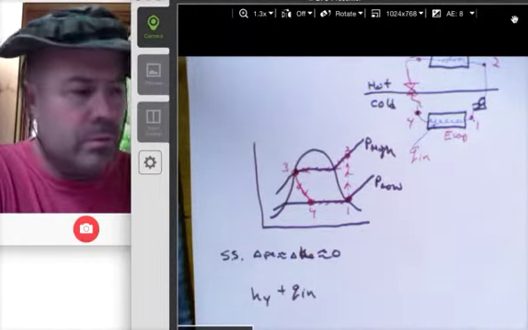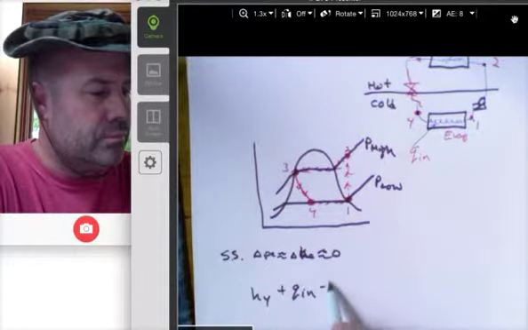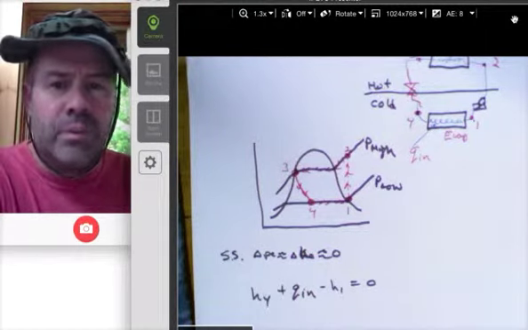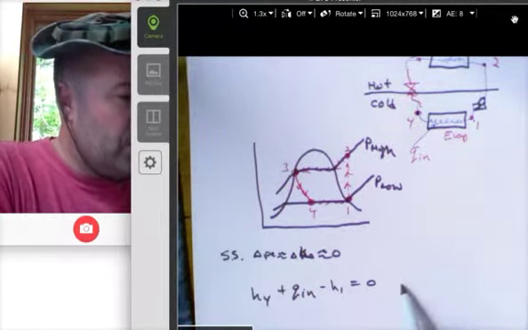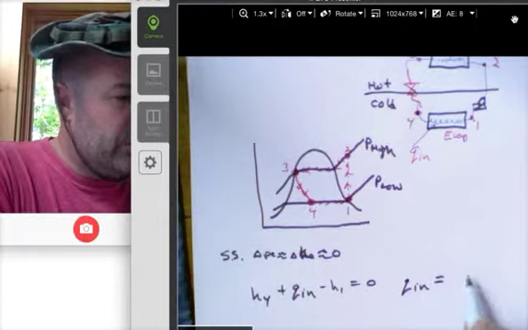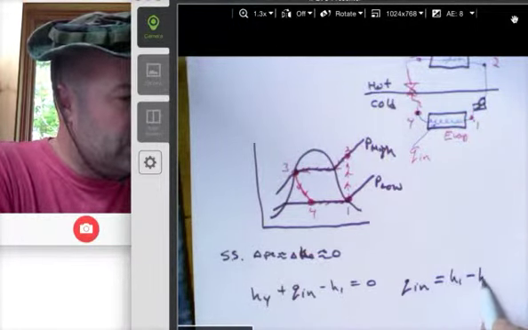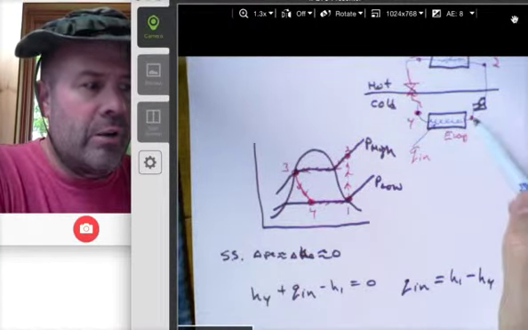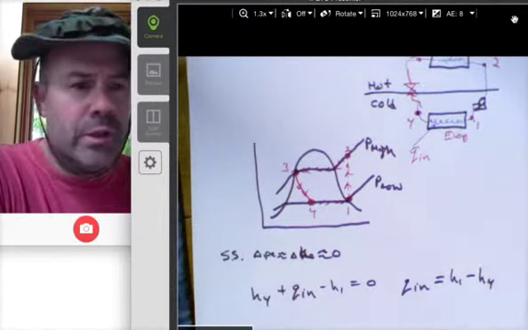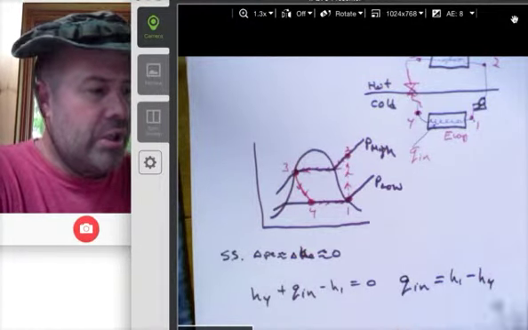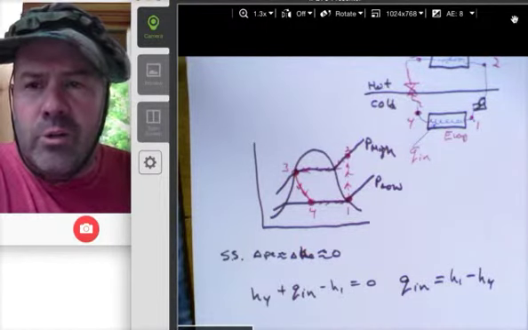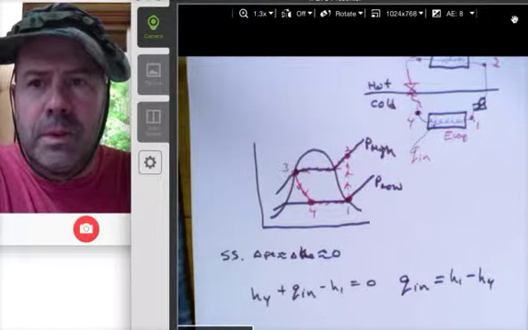And what flows out? It's that simple. Rearrange it and we'll see that Qin is equal to H1 minus H4. Where is the energy higher? It's higher at the outlet because we just put a bunch of heat into it. And how much heat? H1 minus H4. Do we know how to find H1? Yes, we do.